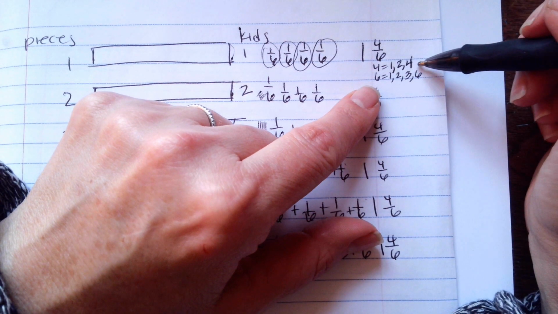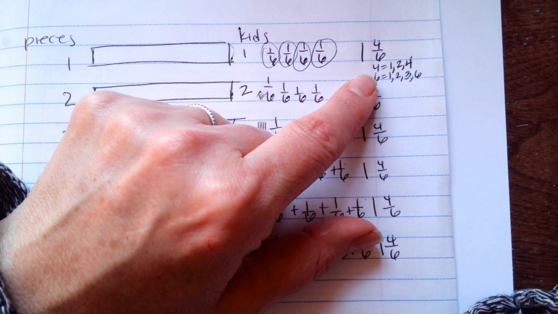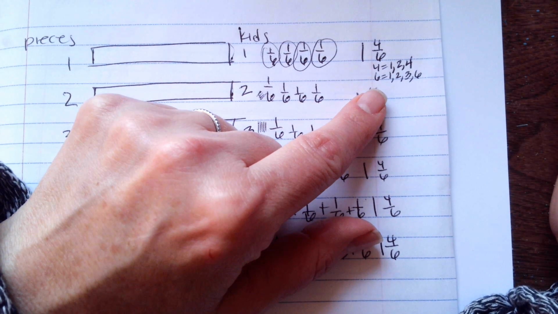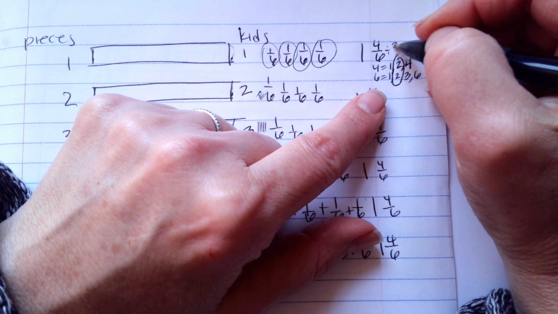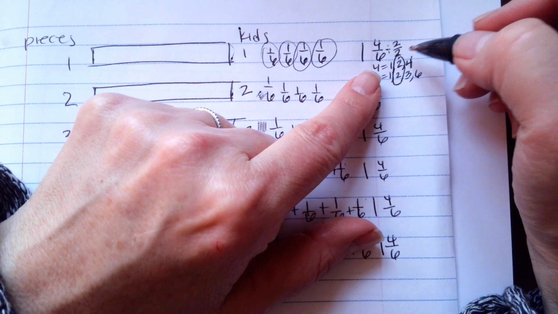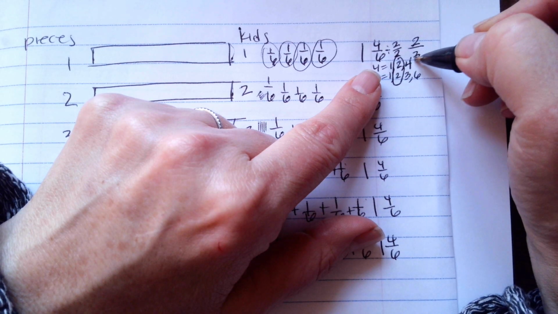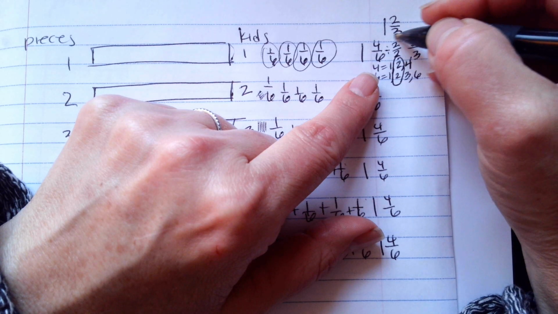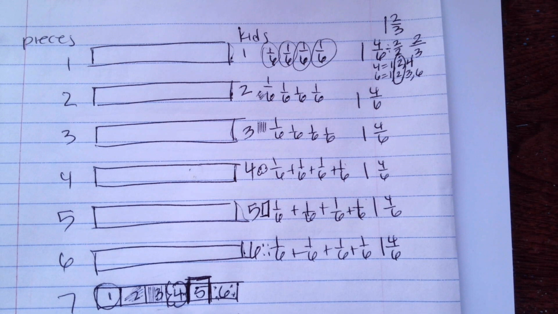So I'm listing the factors here of what can be divided into 4, what can be divided into 6, and then I look for the biggest one. So the biggest one is 2. So I divide the numerator by 2, and I divide the denominator by 2. 4 divided by 2 is 2. 6 divided by 2 is 3. So the answer is each kid gets 1 2/3 of a candy bar.